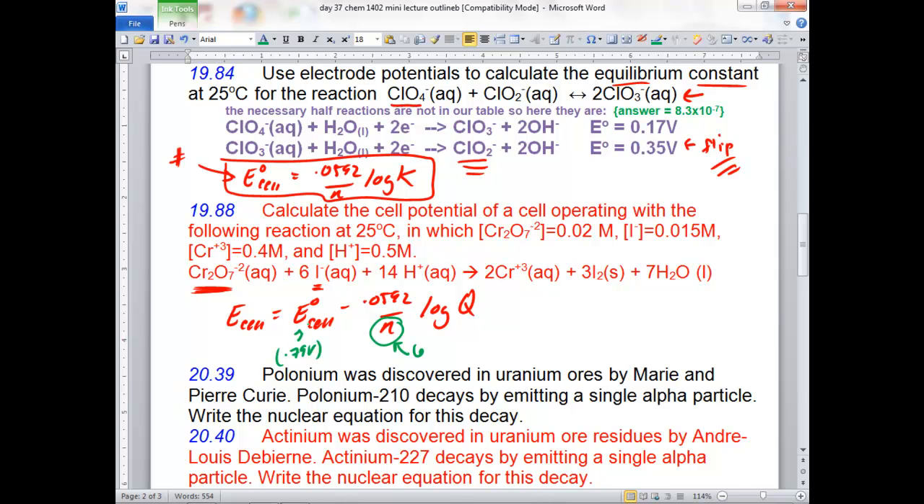We got a couple more minutes. Did anybody get an answer for 88? You got 0.76? Anybody else get an answer? 0.63? I got 0.63 also. So I bet you 0.63 is right.